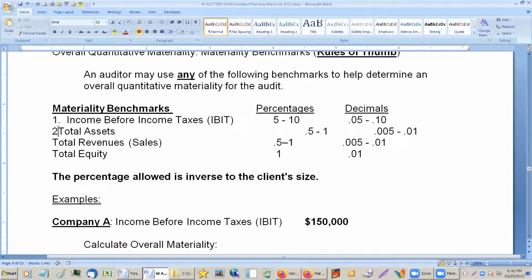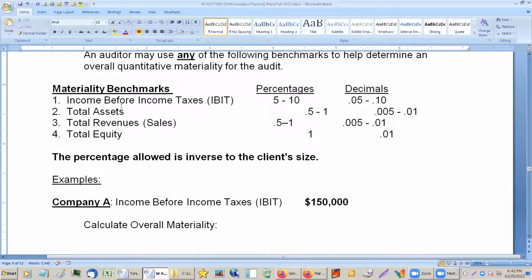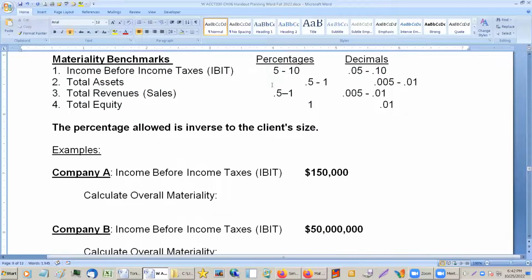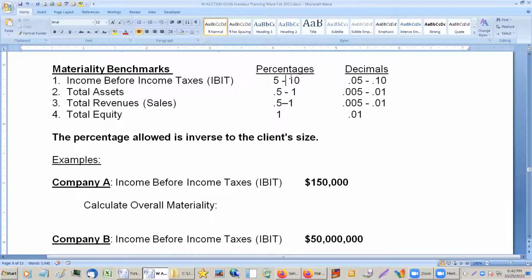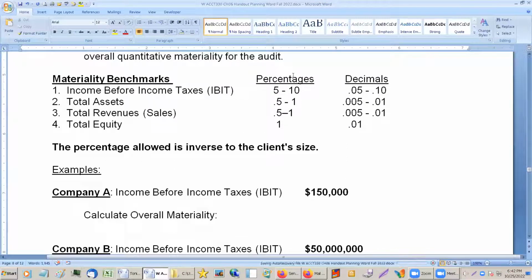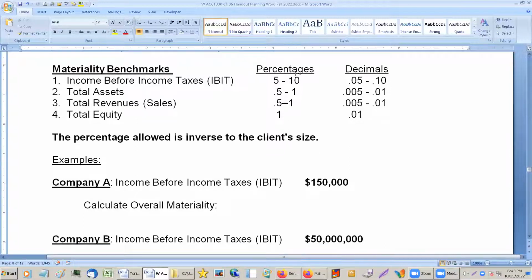So let's say you have 1, 2, 3, 4 ways of doing it. Again, there could be dozens of ways of doing it. Oh, look, I grouped up my spacing. What do I have here? Oh, I see. These are percentages. So 5% is 0.05. I figured out what I did here. So 5 to 10%, 0.05 to 0.10 in decimal.